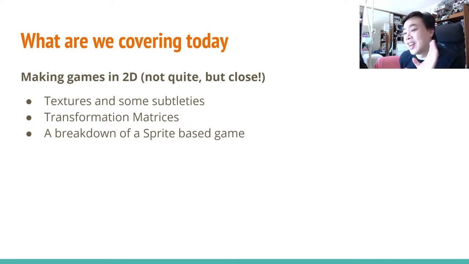But at least I want to give you the capability to create 2D graphics. And we're sort of upgrading ourselves now from just having things appear static on the screen to being able to move things around in the screen. And we're going to do that through this thing called transformation matrices.